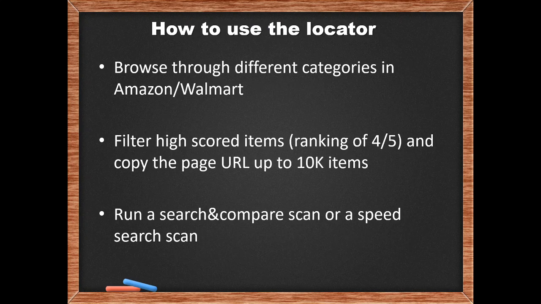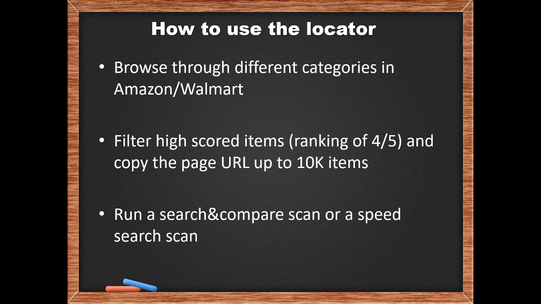Okay, so this is just the theory part, and then we'll do an actual demonstration. But how do you use the locator? It's very, very simple. Browse through different categories in Amazon or Walmart, then filter high-scored items. I always go for items with a ranking of 4 or 5, never less, because we want to make sure we're selling good quality items. We don't want to deal with 2 stars, 3 stars, and risk returns or complaints from the buyers.